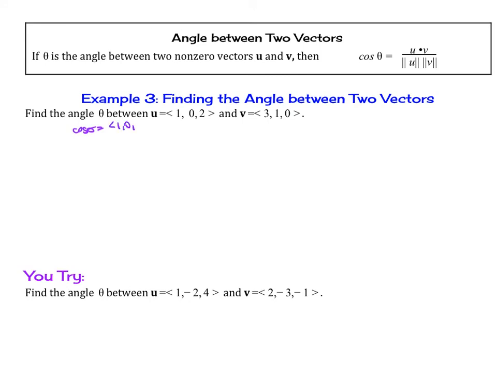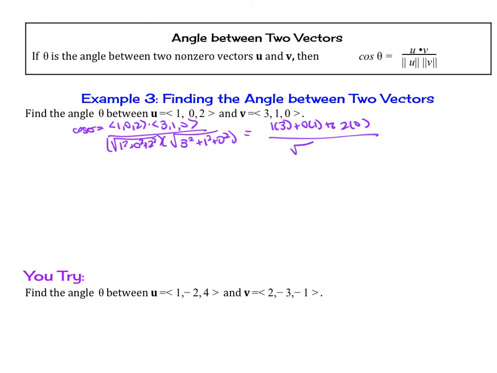So this is going to be 1, 0, 2 dot 3, 1, 0, all over the magnitude of u. So that's the square root of 1 squared plus 0 squared plus 2 squared. And then you're going to multiply that by the square root of 3 squared plus 1 squared plus 0 squared. And so you would get, for the numerator, 1 times 3 plus 0 times 1 plus 2 times 0, all over the square root of 5 times the square root of 10.